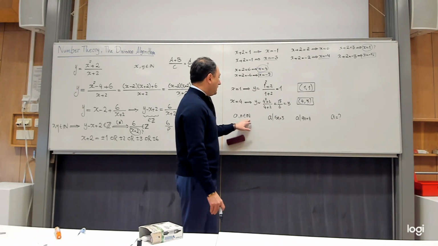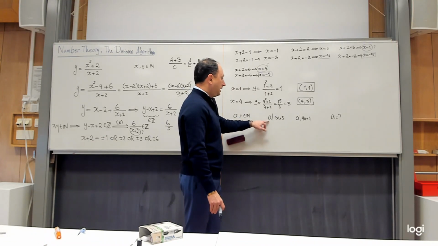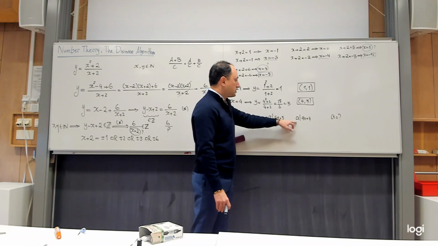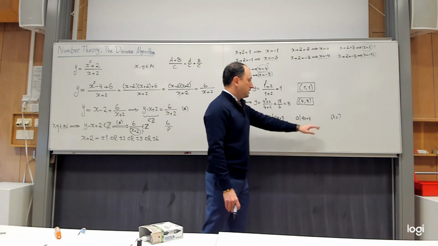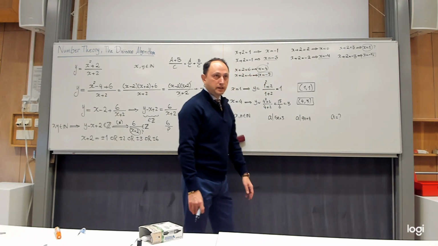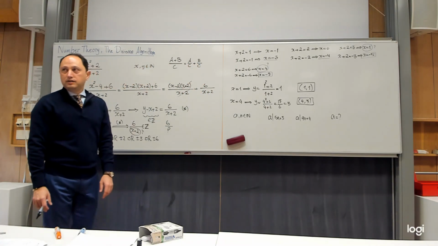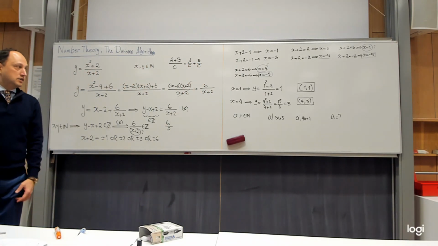I have A and n in natural numbers. I know A divides this combination, also this combination, but I want to see, can I find A or not? Or what can I say about A if this is going to happen? Yes?